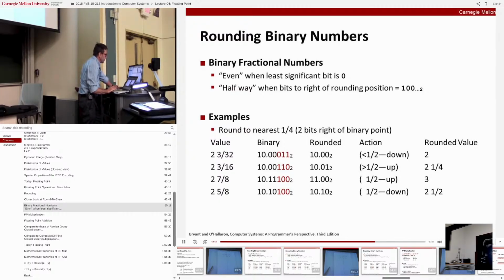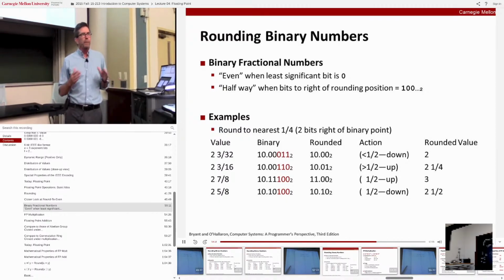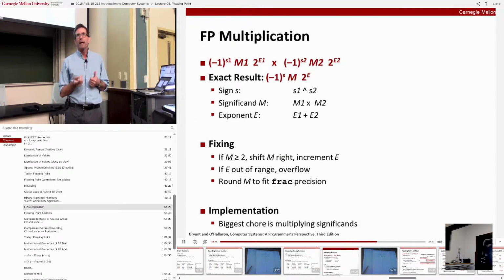Our last example, 2 and 5/8, has the same halfway marker again, 1, 0, 0. But in this case the 1/4 bit is 0, so that's even, and we can just truncate. We throw those bits away, and the result is simply 10.10. Does that make sense? It's very mechanical. Mainly, you just need to recognize that halfway marker and then figure out if you need to round up or down. If you're going to round down, just truncate. If you're going to round up, add a 1 and propagate it to get your result.